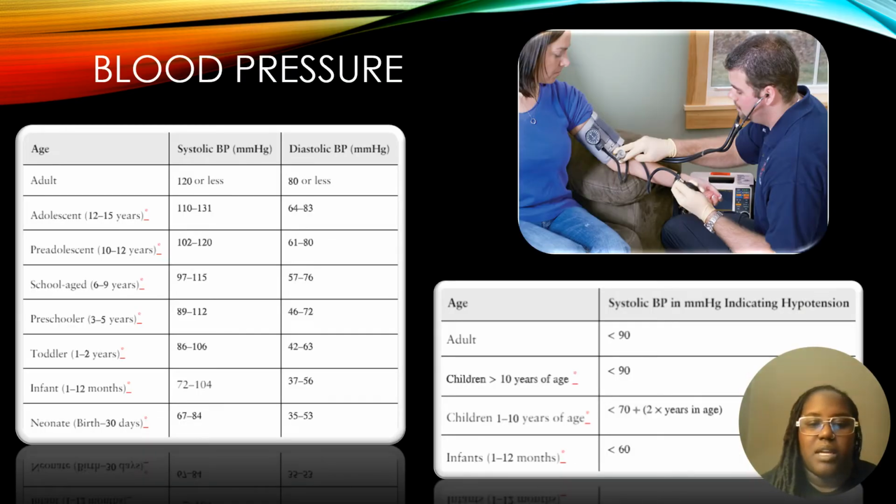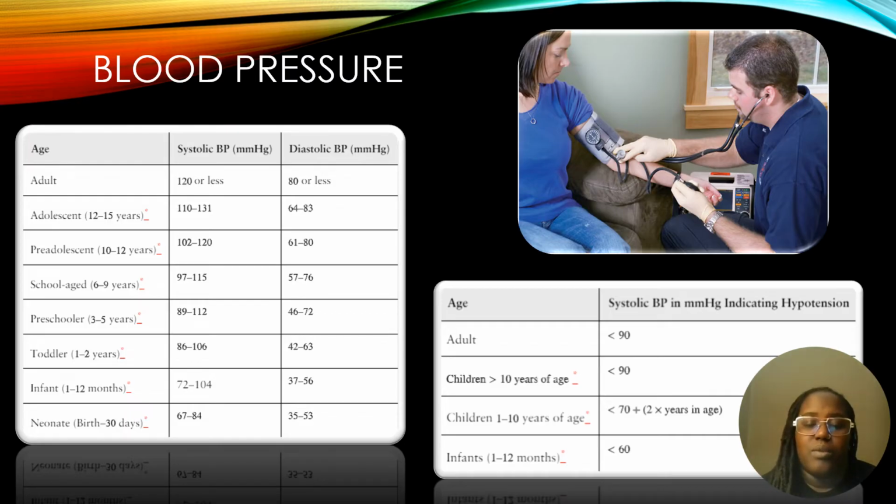Now we're checking blood pressure. With blood pressure, make sure that you go over the different ranges of blood pressures for the different age groups. Most specifically, you definitely want to go over what blood pressure is too low. We're normally referring to systolic blood pressure when we're looking at that. So for adults, blood pressure under 90 is going to be considered hypotension.